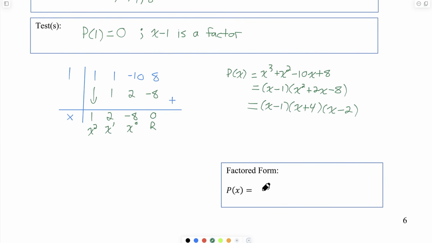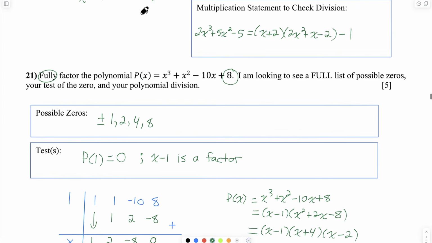P at x equals x minus 1 times x plus 4 times x minus 2. And the great thing about these questions, if you have the time, you could take the time, expand that out, and make sure it equals the original polynomial from the question.